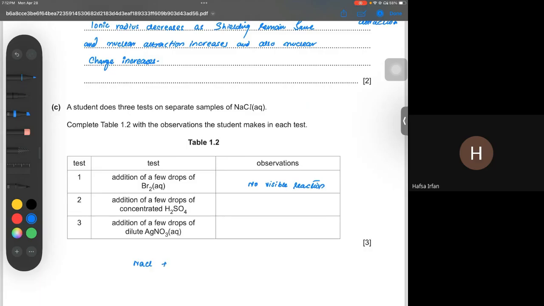Then, addition of a few drops of concentrated sulfuric acid to sodium chloride. Again, it's simply sodium sulfate and HCl. There is no change in color. All are colorless. So no visible reaction, no visible observation. The solutions are colorless, so I would not see anything.